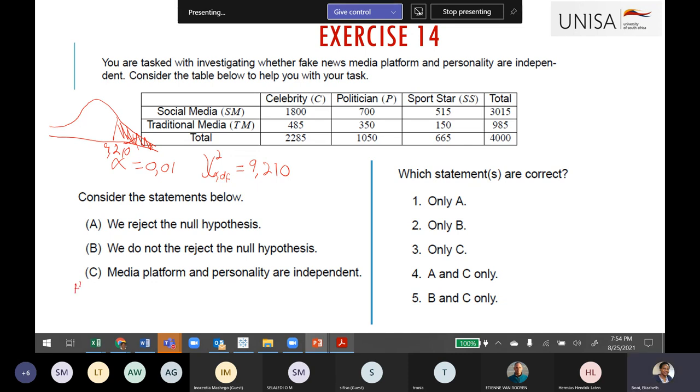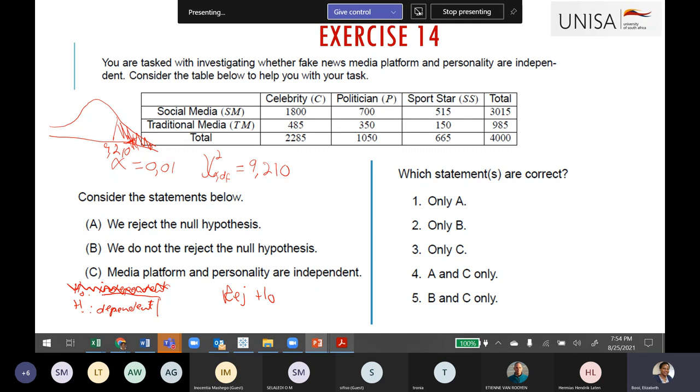Remember, the null hypothesis states independent. The alternative states dependent. Where does 58.66 lie? In the rejection area. So we reject the null hypothesis. And if we reject the null hypothesis, therefore this statement no longer holds, we no longer consider that statement.